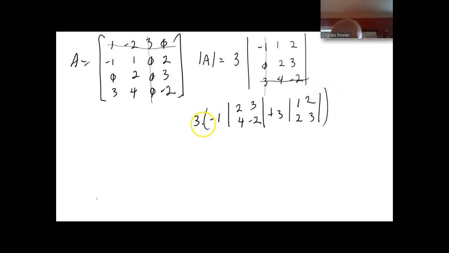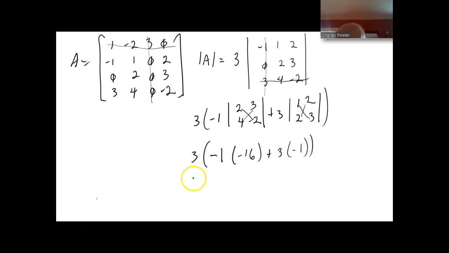All right. So let's do it a step at a time here. 3 times negative 1 times, let's do the determinant here, negative 4 minus 12, that's going to be negative 16, plus 3 times 3 minus 4 is a negative 1. So this will be 3 times 16 minus 3, which would be 3 times 13, 39. Let's see how they did. Oh, they got it too. Perfect.